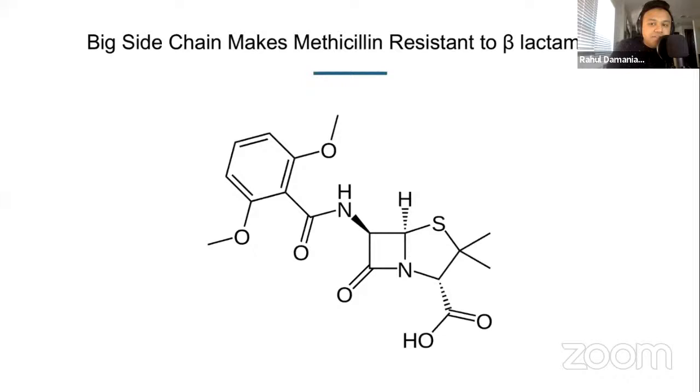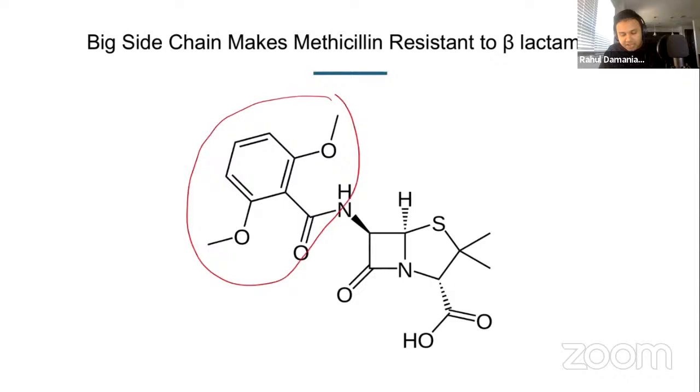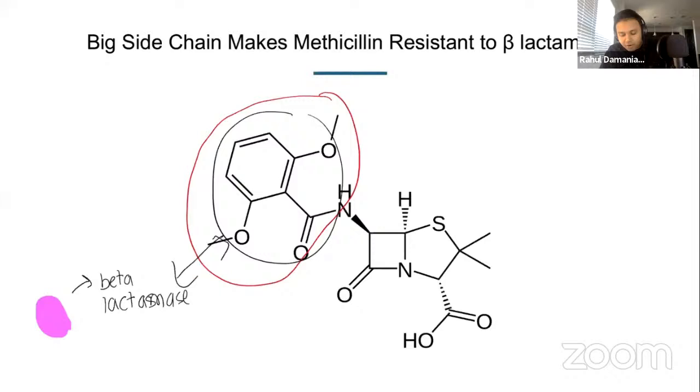These penicillinase-resistant or beta-lactamase-resistant antibiotics have a very, very big side chain, such that if a bacteria is going to secrete beta-lactamase and try to actually cut this big antibiotic, this big side chain prevents your beta-lactamase from actually attacking the beta-lactam ring.